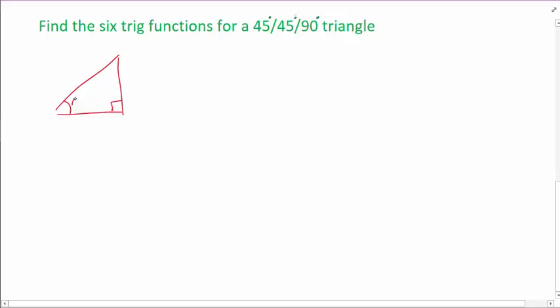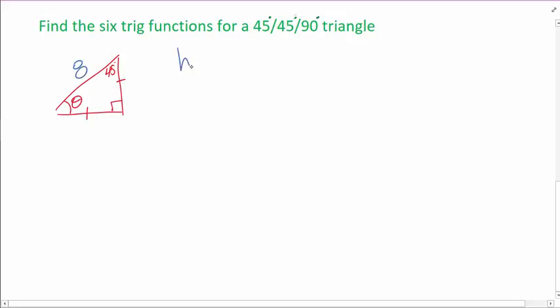I'd like you to define one of the acute angles as theta. The other one will clearly be 45 degrees. We have two legs that are congruent, and then we have a hypotenuse. At this time, come up with a hypotenuse length that you'd like to work with. I'm going to use a length of 8.